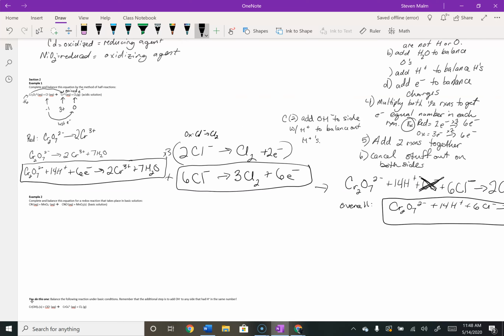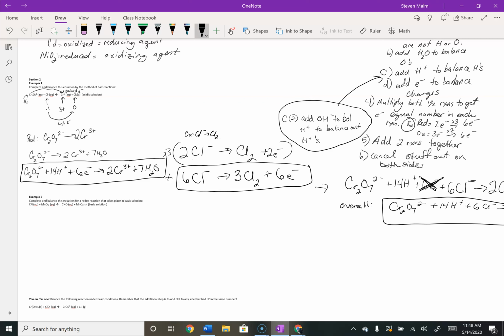All right, so our next one says to do this in basic solution. And I'll remind you that in basic solution, we're just going to add a step. We're going to call it C2, and we're going to add it here. So this is step C. And after we do that, we're going to actually add OHs. Beyond just adding OHs, we're actually going to add OHs to both sides.